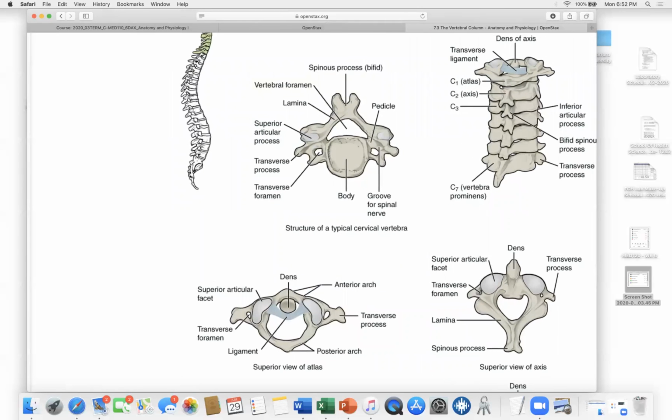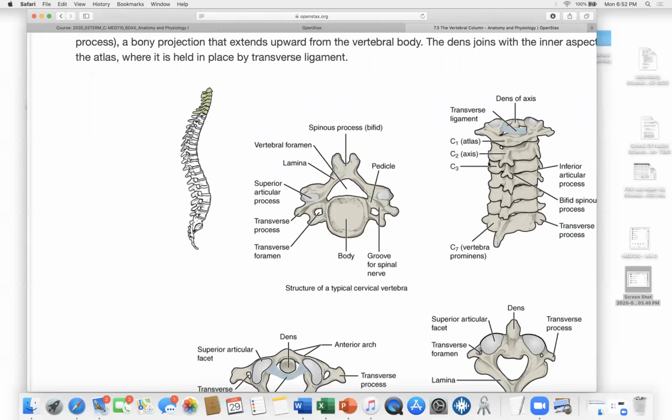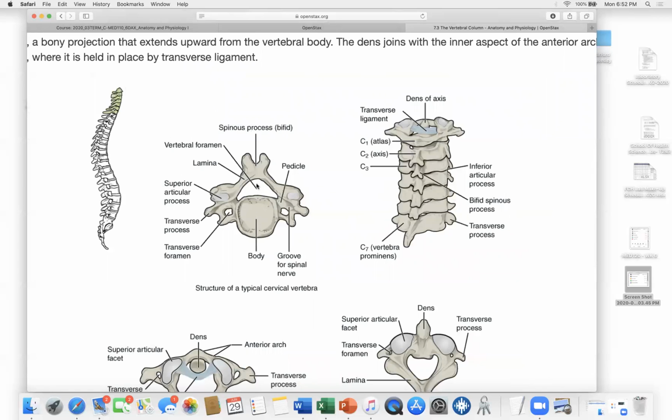So when we're looking at the vertebral column, don't memorize these things here. That's again for more future things. But do know and understand that you have your vertebral foramen, you have lamina here, and you have these articular processes that connect and articulate with the other bones.